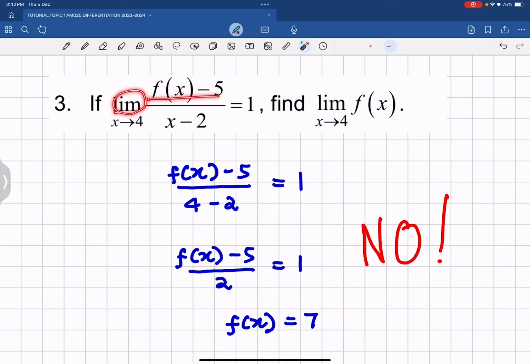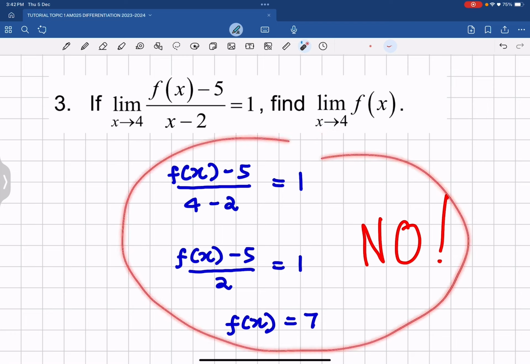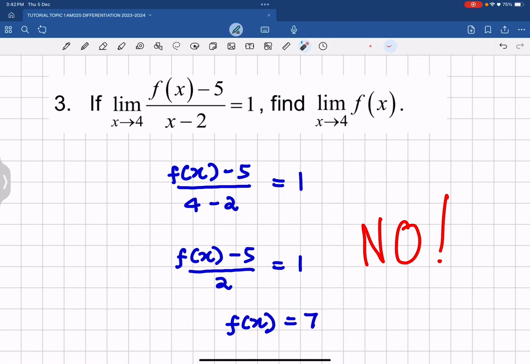Limit of f(x) minus 5 divided by x minus 2 when x equals 4 equals 1. Find the limit of f(x) when x equals 4. So this is not how we're going to solve this question, because the question asks for the limit of f(x) when x equals 4. So this is f(x). Okay, so this is absolutely wrong, even though you're going to get the same answer.